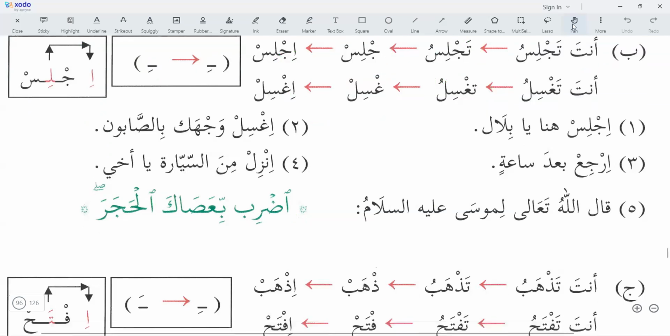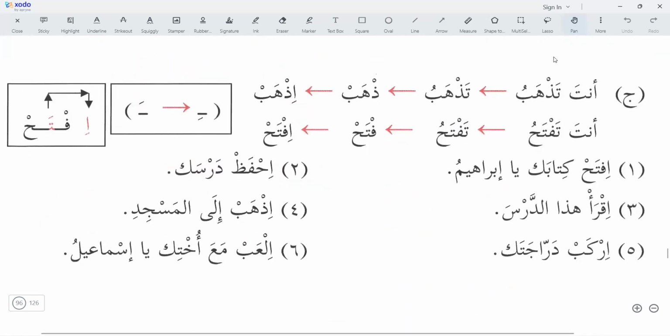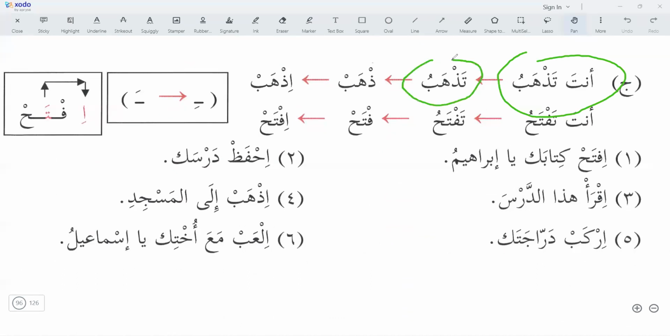Then next is Anta Tazhabu. You are going. Anta Tazhabu, you are going, nominal sentence. Tazhabu, you are going, verbal sentence. We delete the harful mudare and make the last letter skoon, so it becomes like this. We prefix hamzatul wasal, and the second radical has fata.